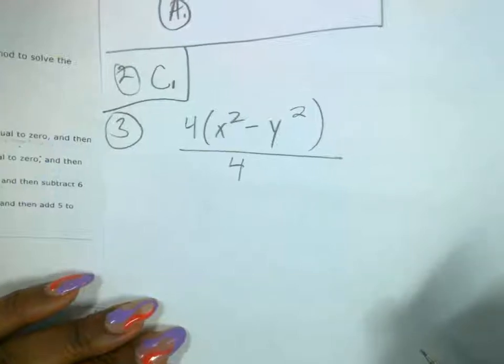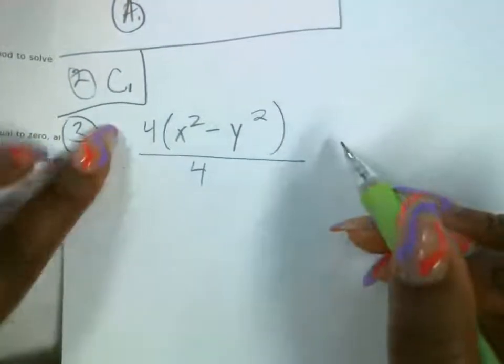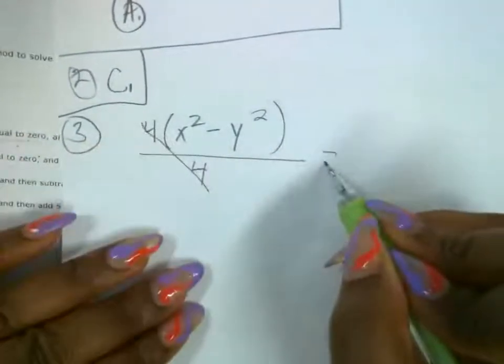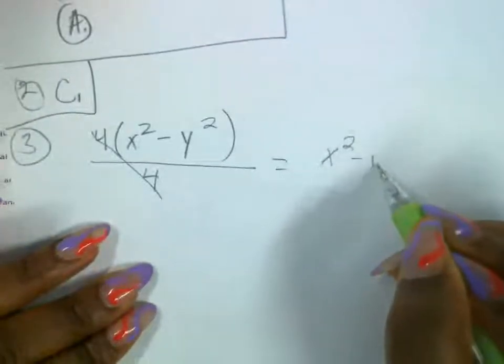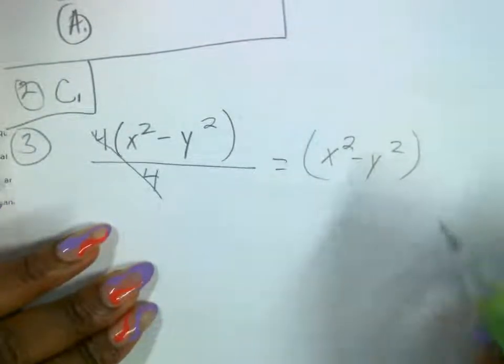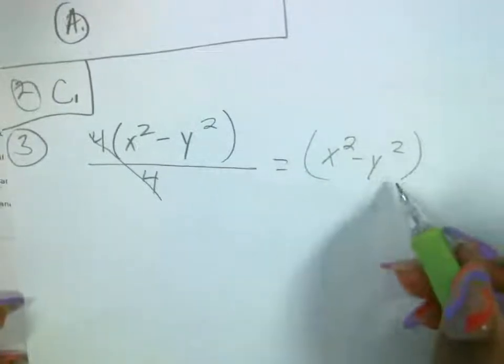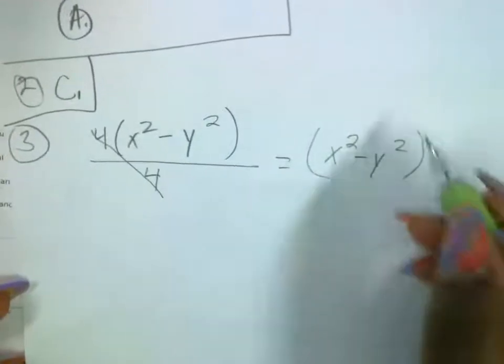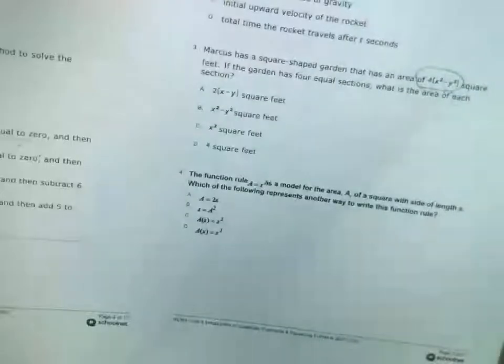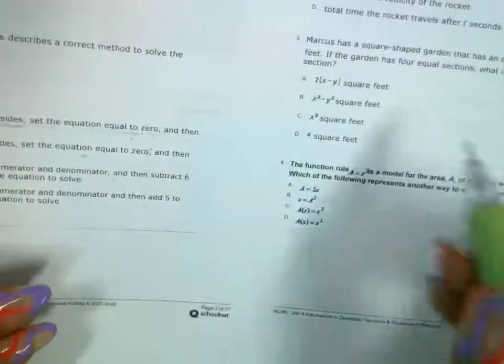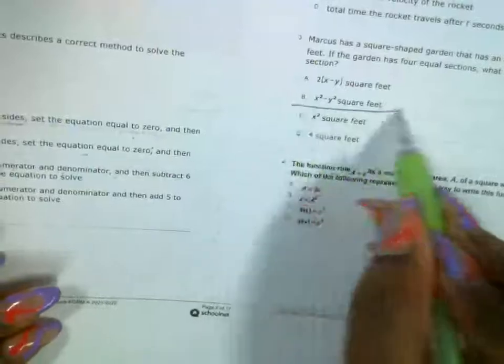Yeah. So if we divide that by 4, then the 4s are going to cancel out, and that's going to equal this. Each section is going to be this. Because when I multiply this times 4, it gives me this again. So this is going to be my answer. Each section is going to be that. So that answer is B.